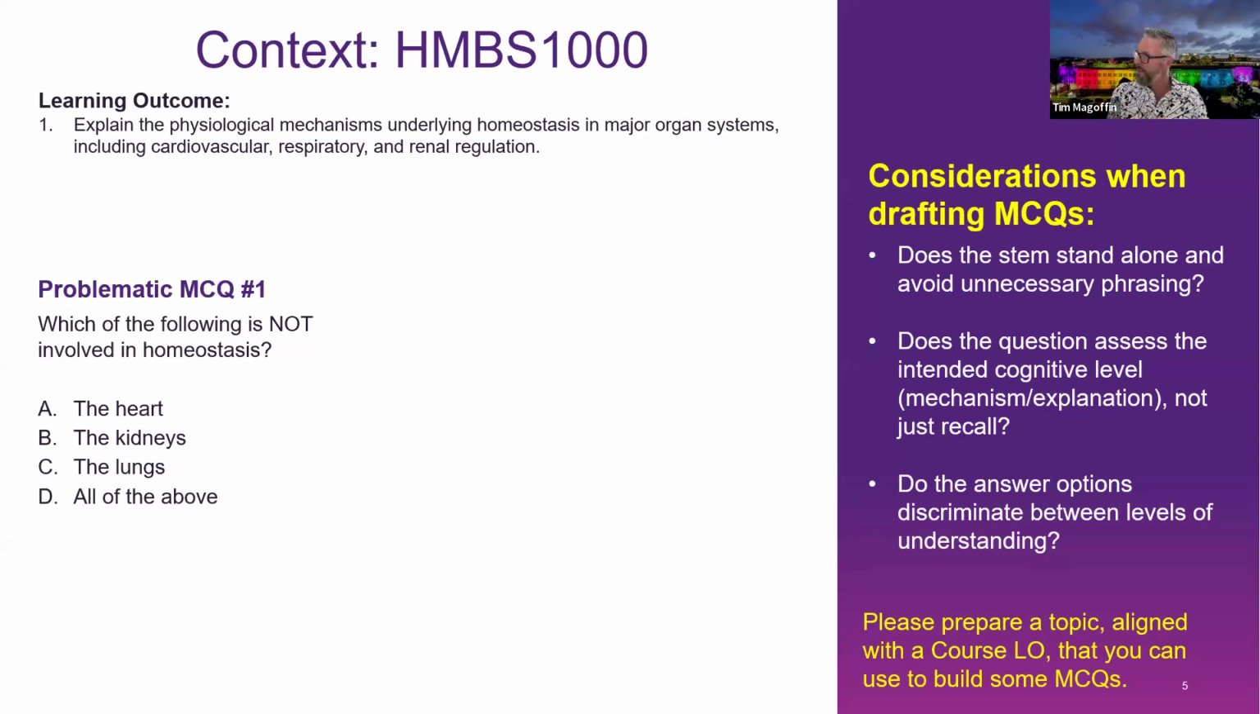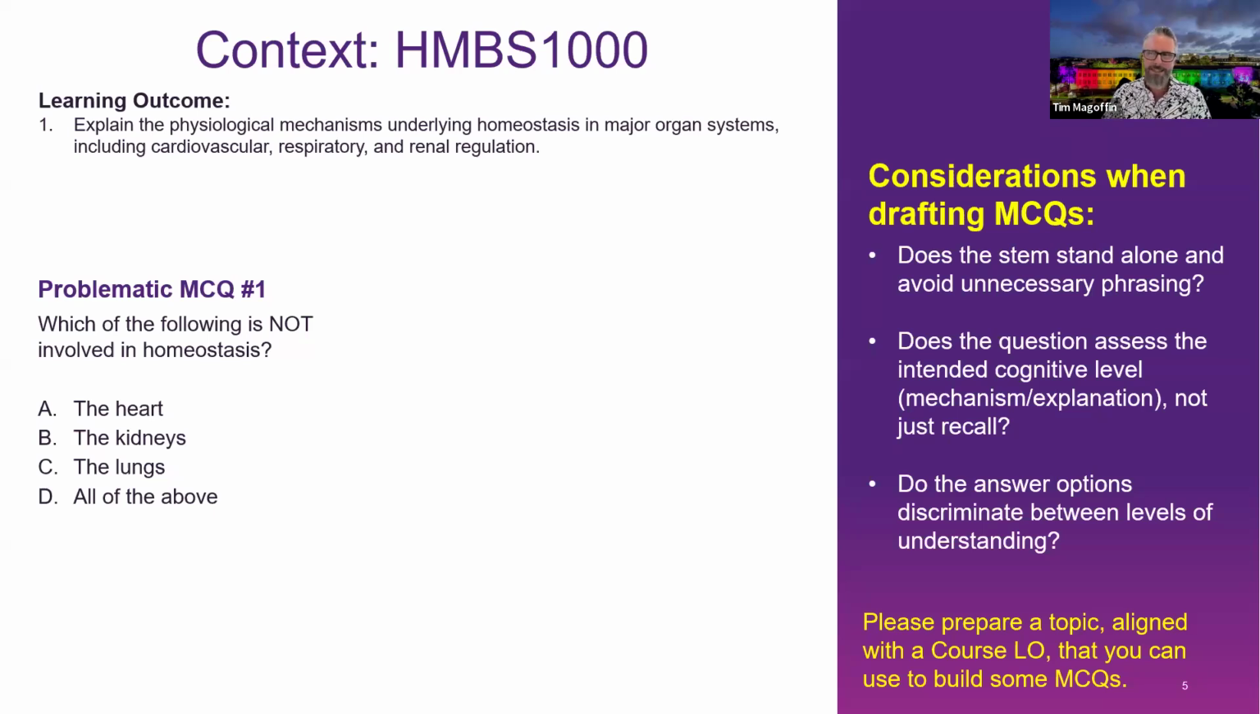And as Paul pointed out, does the question assess the intended cognitive level? The learning outcome is explain, but the question is basically identify. So there's not really much happening in the cognitive sense there. And do the answer options discriminate between levels of understanding? If a student chose heart instead of kidneys, or kidneys instead of lungs, and so on, would that tell me something about their understanding? I'm in no way, shape, or form a health practitioner or subject matter expert, but no, it wouldn't tell us much in this case.